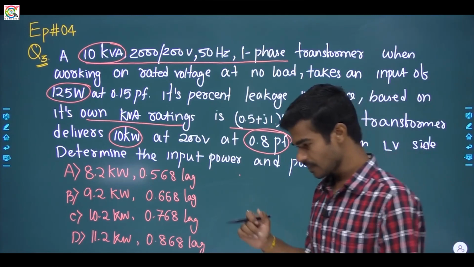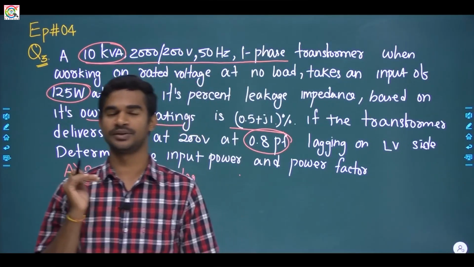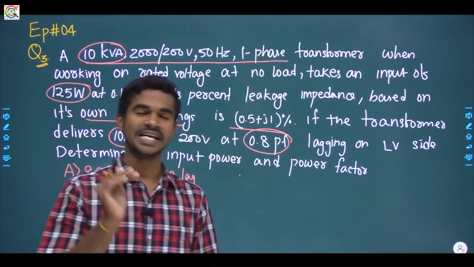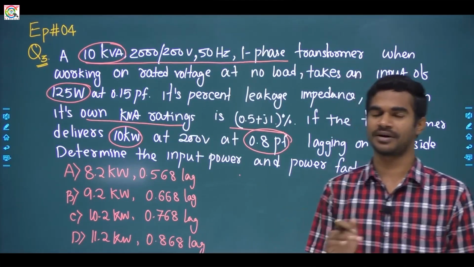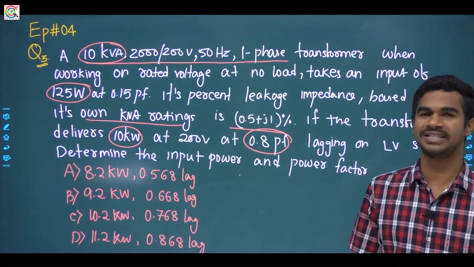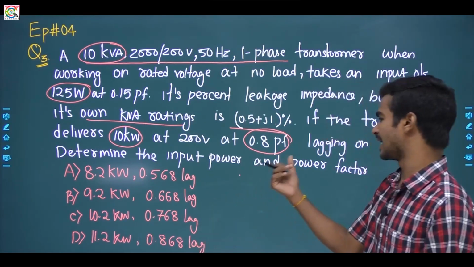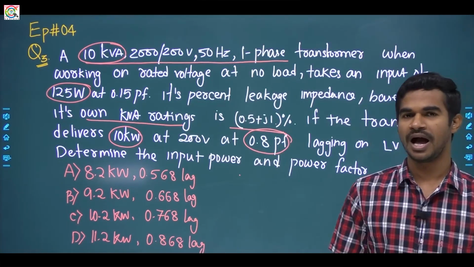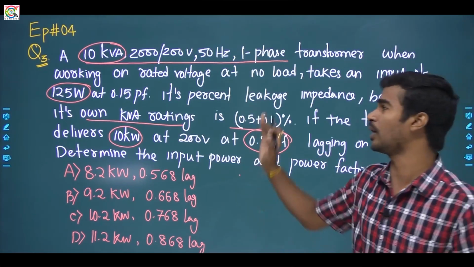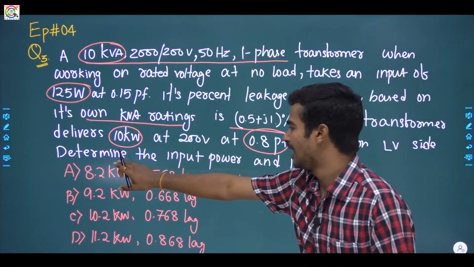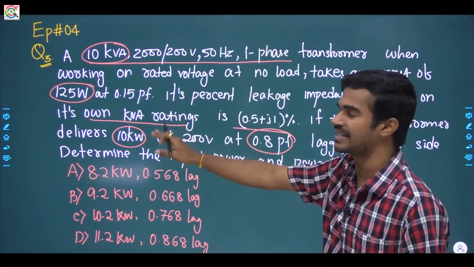Here I need the concept regarding the equivalent circuit of the transformer. So basically I need to find the input power factor and input power. So I need the equivalent circuit of the transformer with respect to this side. This side means the high voltage side, the excitation side.